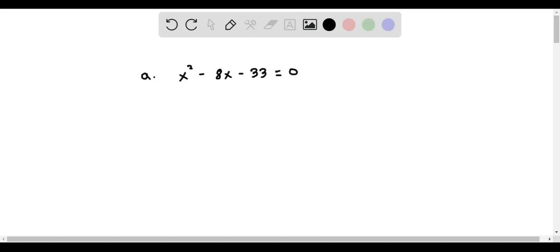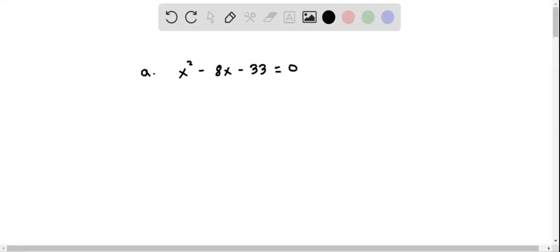Let's solve this equation by factoring and by using the zero product property. This one is a quadratic equation. So when we want to solve by factoring method, we should find two numbers such that their product is negative 33, and then their sum is negative 8.